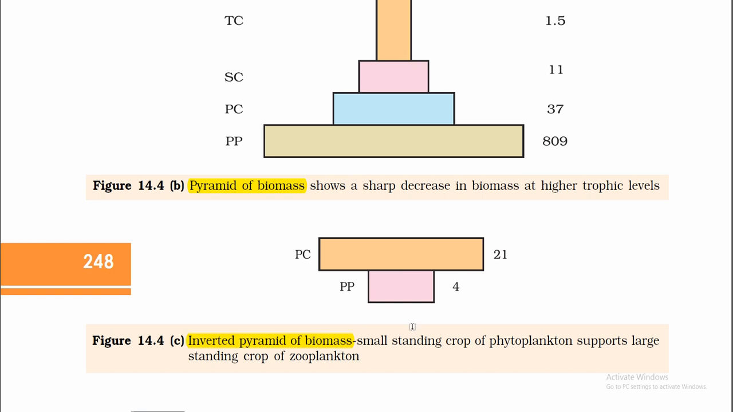Understand, this is of biomass. A small standing crop of phytoplankton supports a large standing crop of zooplankton. Phytoplankton are many, but they're small, so their biomass is less. So primary producers are less, and zooplankton are big. And they can share that, of course.